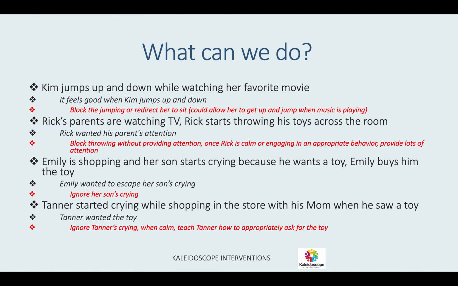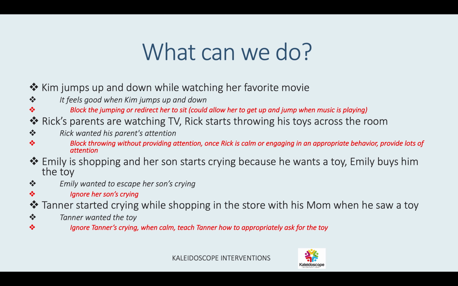Kim jumps up and down while watching her favorite movie. We know that Kim's jumping up and down behavior is because it feels good to her. So it's automatically or sensory maintained. So we could try and block the jumping up and down and redirect her to sitting appropriately. We can then teach Kim the appropriate times to get up and jump up and down, which would be while music's playing.